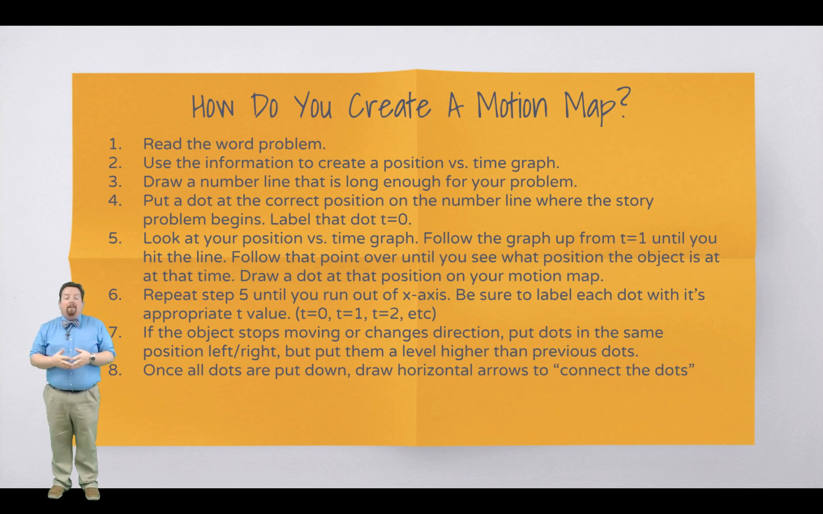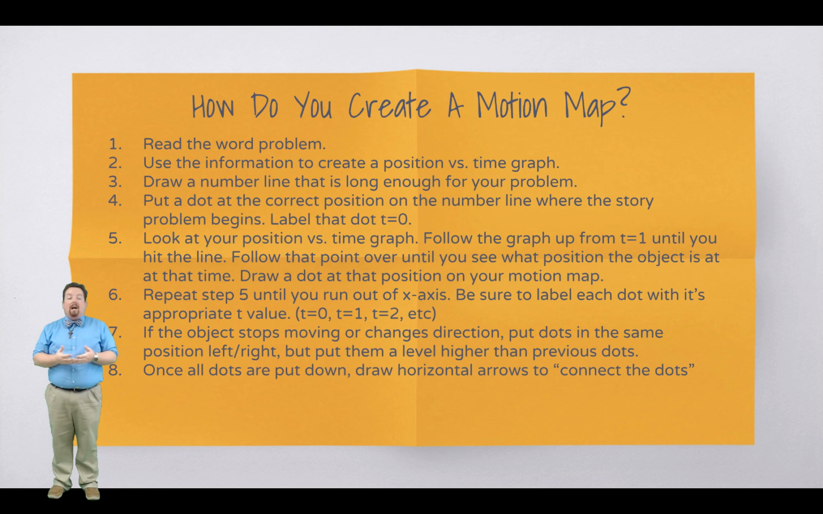Your 6th step is to repeat step 5 until you've run out of time on the x-axis. Your 7th step really goes with step 6. At any point that you're putting these dots, and you notice on the motion map the object either changes direction or it stays resting for a while, you have to start putting your dots on the level above. So just put it in the same position, but above the previous dot.